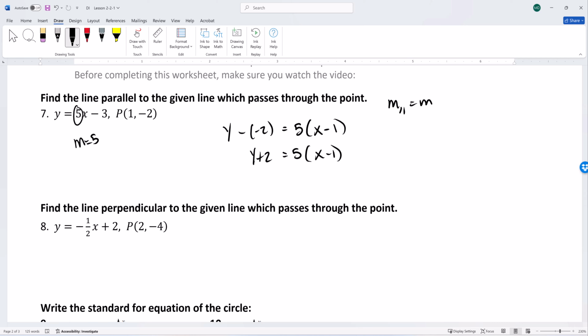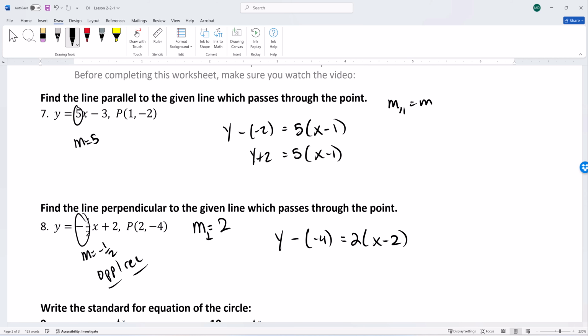And then the next one, it says find the line perpendicular to the given line which passes through the point. So my slope is going to be perpendicular. So if my original slope is negative 1/2, your perpendicular slope is opposite reciprocal. So change the sign and flip. So change the sign, positive, flip it, it becomes 2. So then creating my line, y minus y1 equals my m times x minus x1.